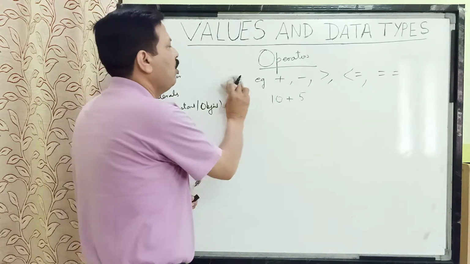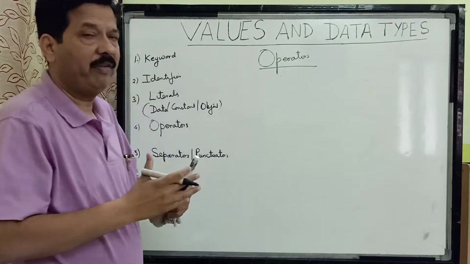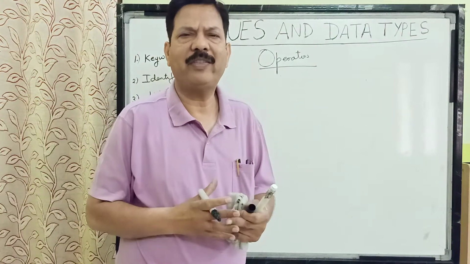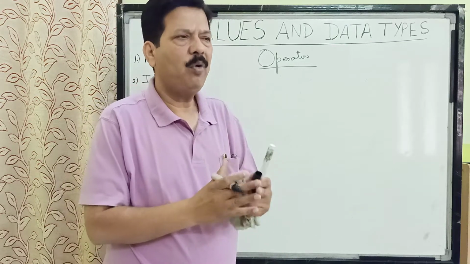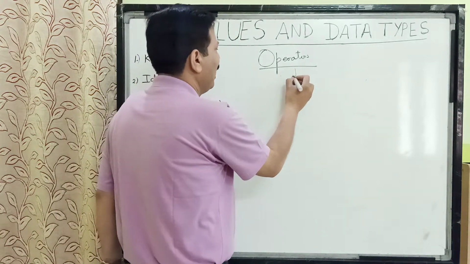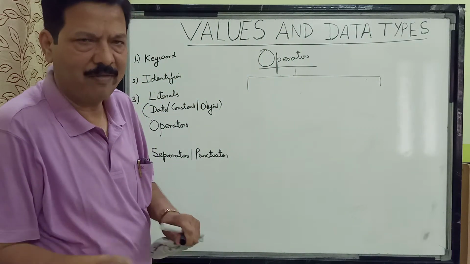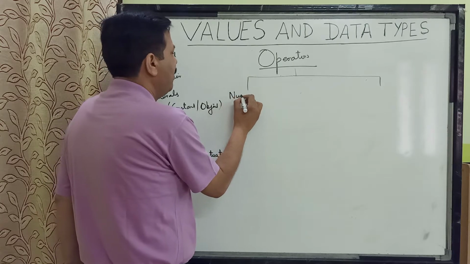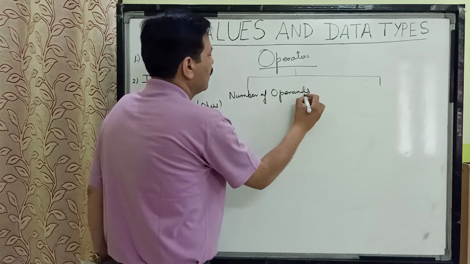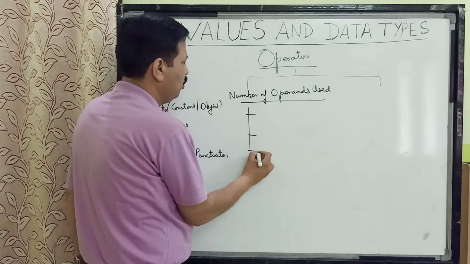Now children, this operator topic we have to study in detail in another class because it is a very big topic. These operators perform various types of tasks in Java. So when we have so many operators, we classify them. In Java we have classified them on two bases, and first is on the basis of the number of operands used.